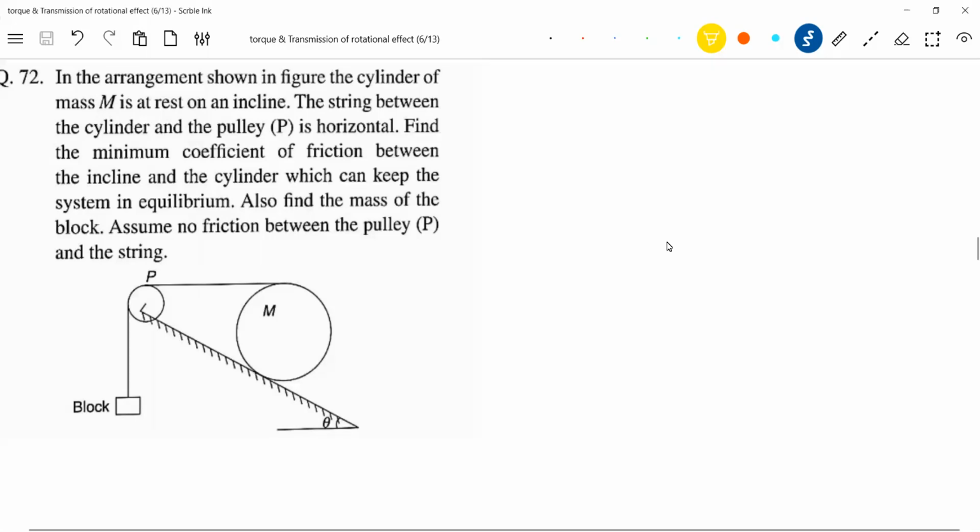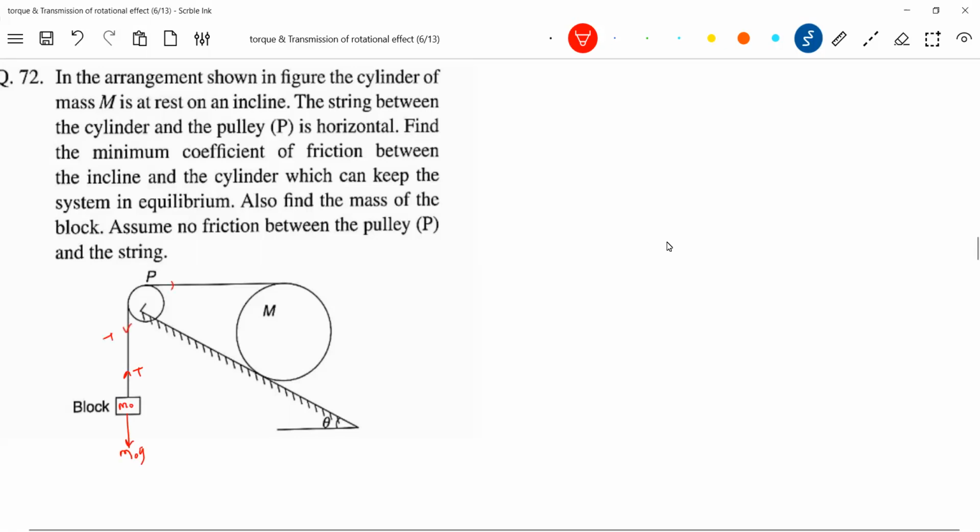What are the forces that are going to act? It's saying it's in equilibrium. So the tension T, the tension in the rope, and it is asked to find the minimum coefficient of friction between the incline and this one. Also find the mass of the block. I don't know the mass of the block. I'll call it m naught. We don't know this. It has to be determined.